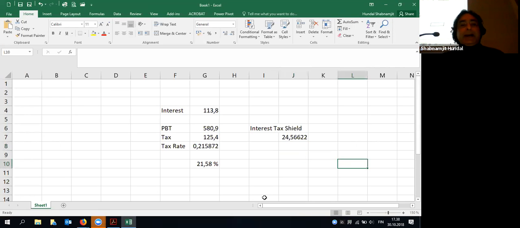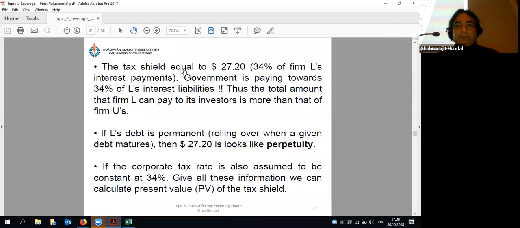Now, what we do here, we go back to a slide. Let me see if the slide is visible, by the way. Yes, it's visible. We have a concept in finance called perpetuity. We have a concept called annuity. They look like funny names, but annuity is that, for example, if you get some annual fixed return for a certain time, it's called annuity.